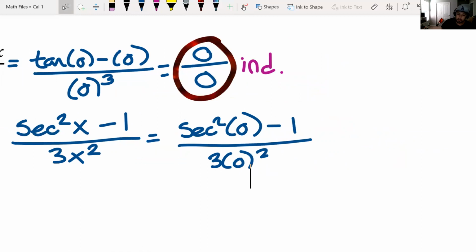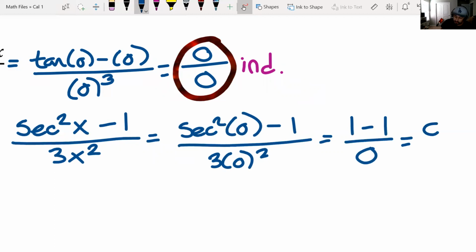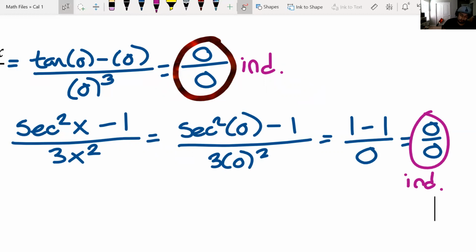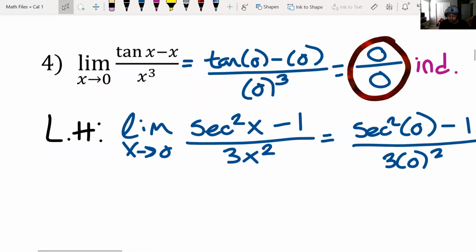All right, so this means that secant at 0, well, secant's the reciprocal of cosine. So cosine at 0 radians is 1, and the reciprocal of 1, which is secant, is still 1, and 1 squared is still 1. So this becomes 1 minus 1 over 0, which is 0 over 0. Which means, again, we are indeterminate. Which means we get to use L'Hopital's again, right?